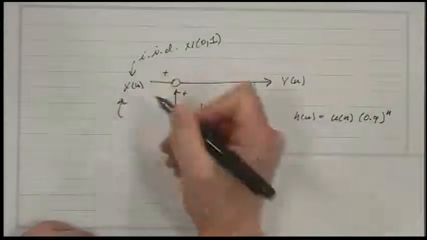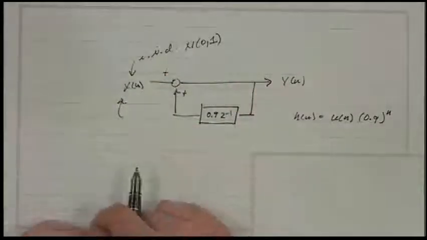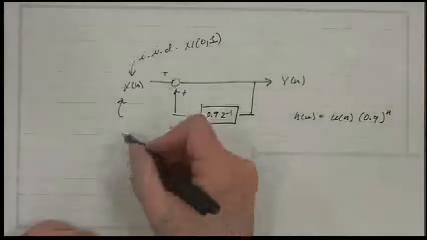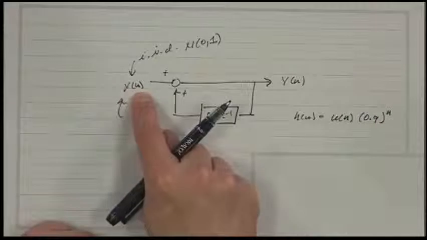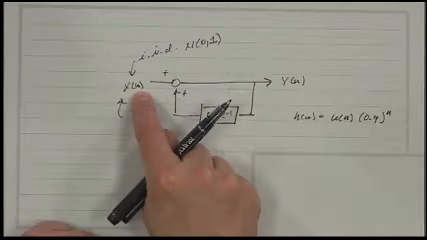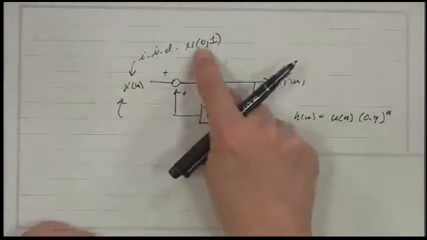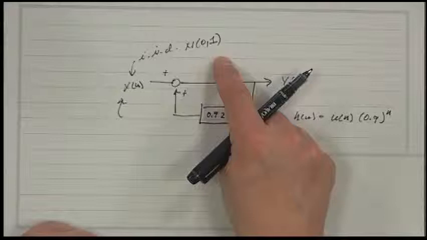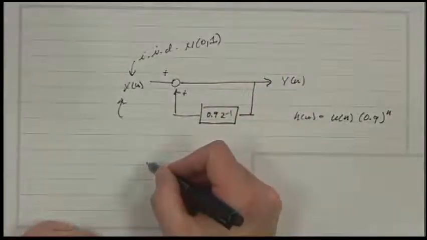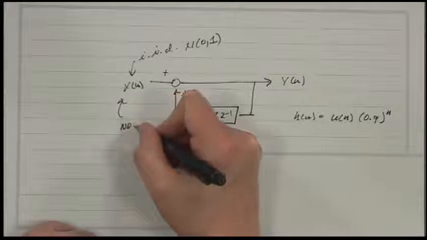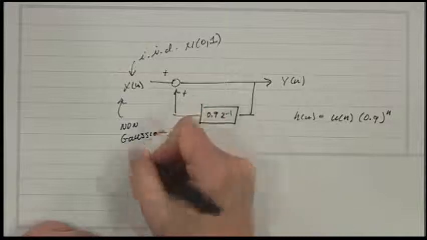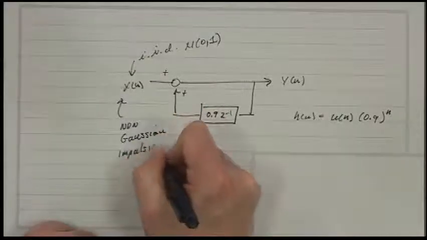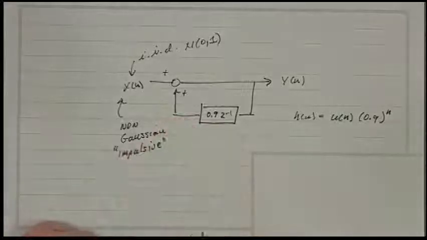But another possibility is I could put non-Gaussian noise. So I could put some very heavy-tailed noise in there. One possibility is that with high probability x of n is 0. And then with low probability, it's a Gaussian random variable with mean 0 and variance 1. So in that case, this could be non-Gaussian. And it could be impulsive. Impulsive means that it's 0 a lot and then it's very large.